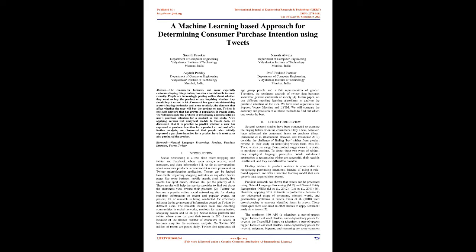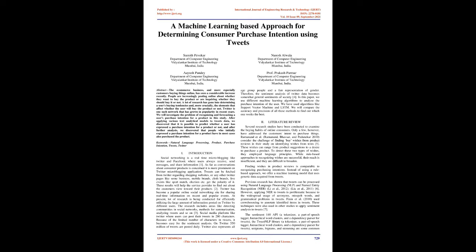Twitter is one such network that has grown in popularity in recent years. We will investigate the problem of recognizing and forecasting a user's purchase intention for a product in this study. After applying various text analytical models to tweets data, we discovered that it is possible to predict whether a user has expressed a purchase intention for a product or not, and after further analysis, we discovered that people who initially expressed a purchase intention for a product have in most cases also purchased the product. Keywords: natural language processing, product, purchase intention, tweets, Twitter.